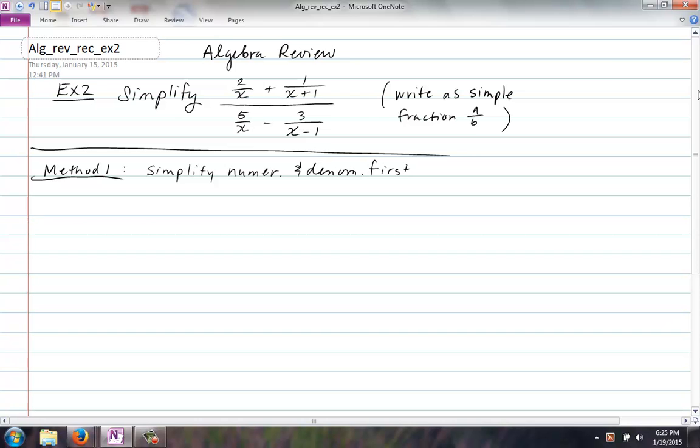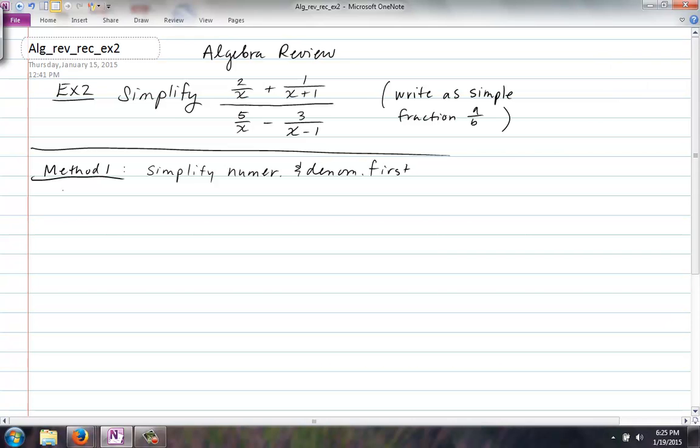The more common method is to simplify the numerator and denominator and make them one fraction on the top and the bottom, and then treat the overall big fraction as multiplication by the reciprocal of the second fraction. That's what we'll do first, and then I'll show another method that can be another handy one to have in your algebra tool belt.